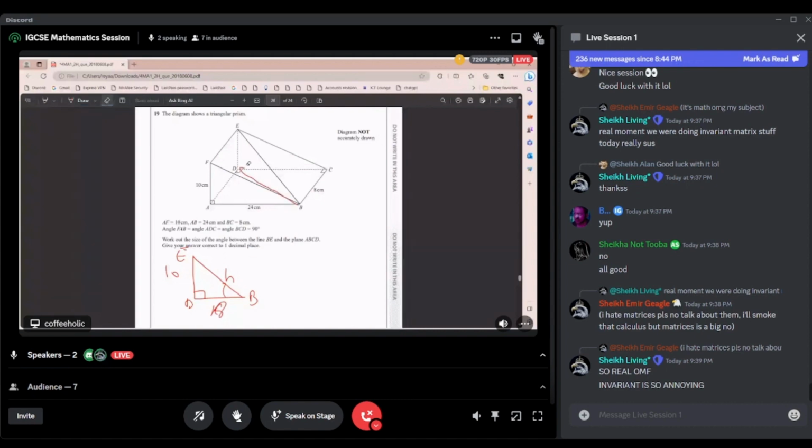We need to work out the DB, so just use Pythagoras' theorem. You should get DB equals root of 24 squared plus 8 squared. It's better to leave it in that form until the end so that you don't have any rounding issues.